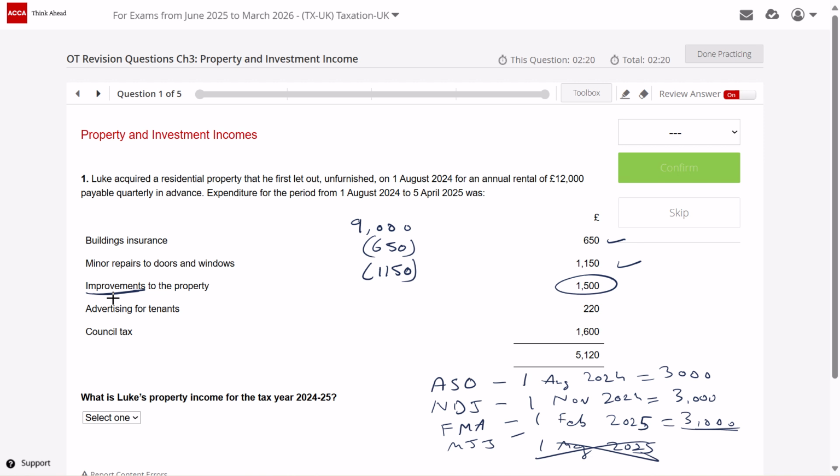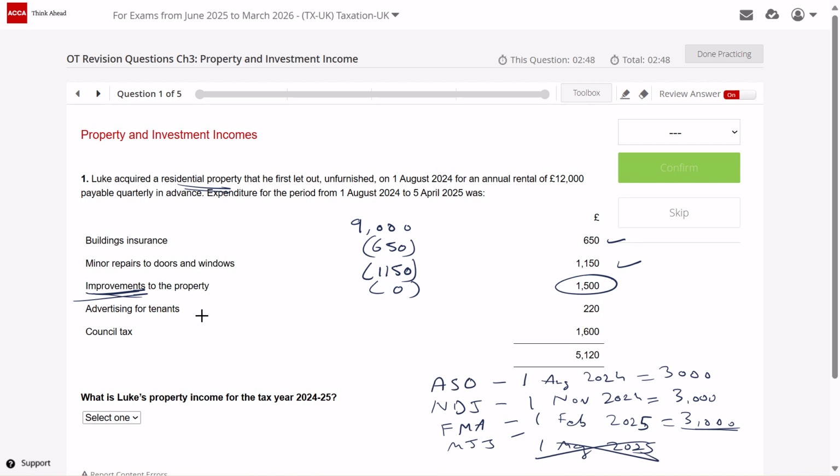This is a kind of capital improvement in the property. This would be added in my purchase cost. So when I sell this residential property in future, my deductions from my disposal proceeds would be the cost of purchase of this residential property and improvements to the property. So this is a kind of capital improvement. So this will not be deducted from here. So I'm simply writing zero.